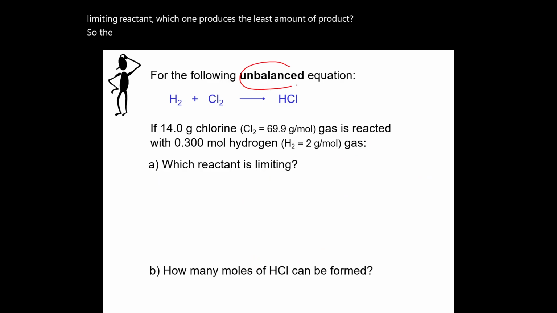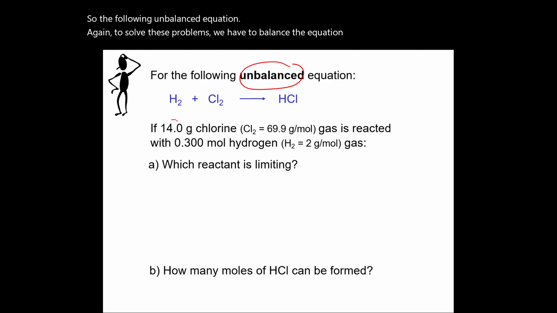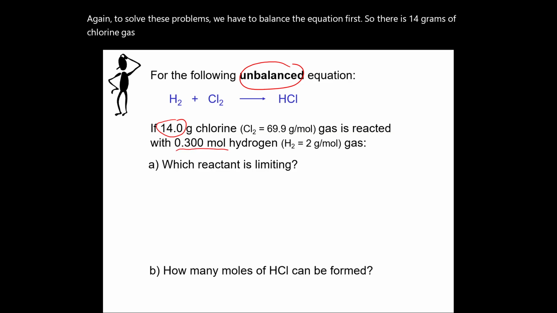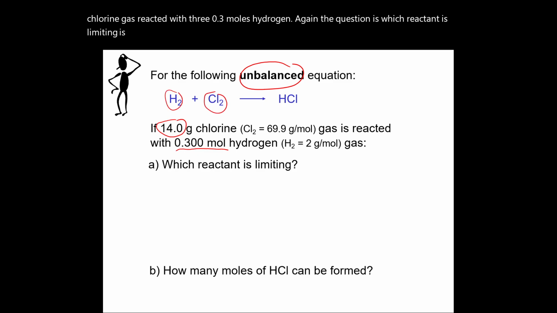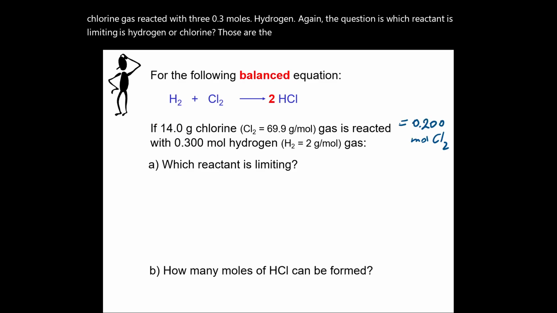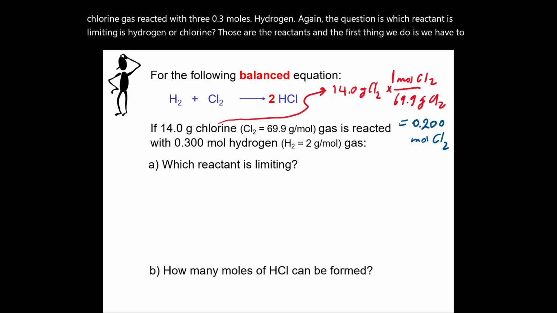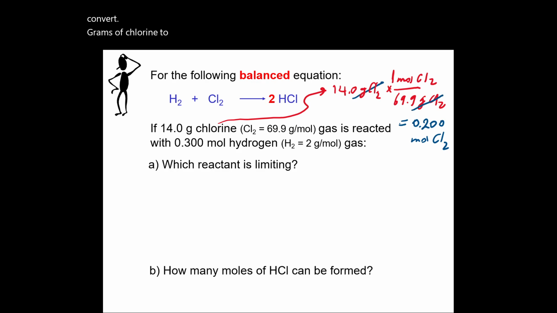The following unbalanced equation, again, to solve this problem, we have to balance the equation first. So there is 14 grams of chlorine gas reacted with 0.3 moles hydrogen. Again, the question is which reactant is limiting? Is it hydrogen or chlorine? Those are the reactants. The first thing we do is we have to convert grams of chlorine to moles of chlorine, and so that's 14 divided by 69.9.